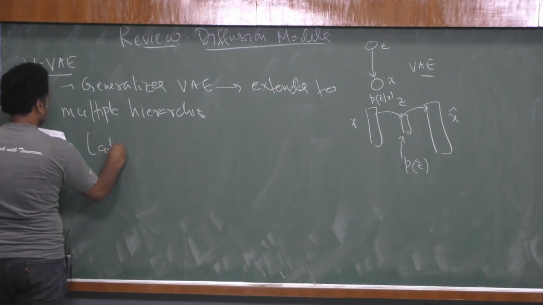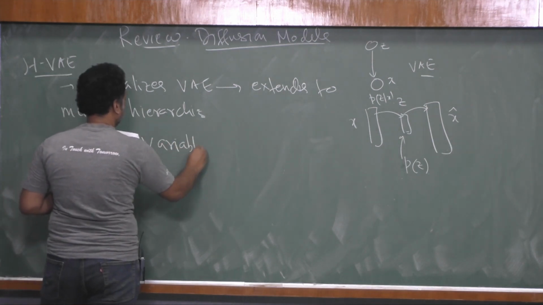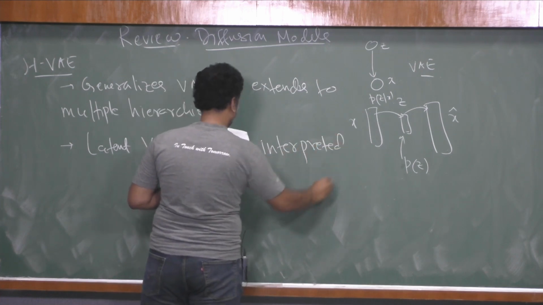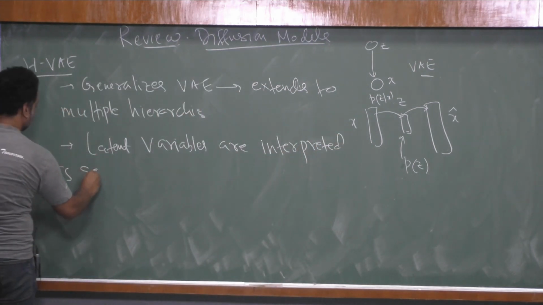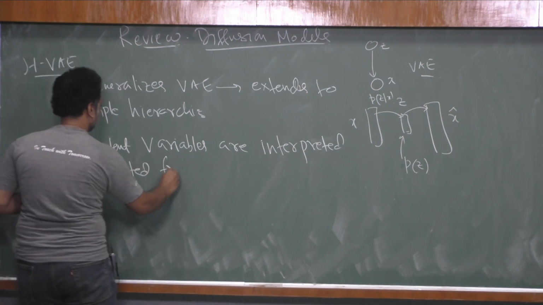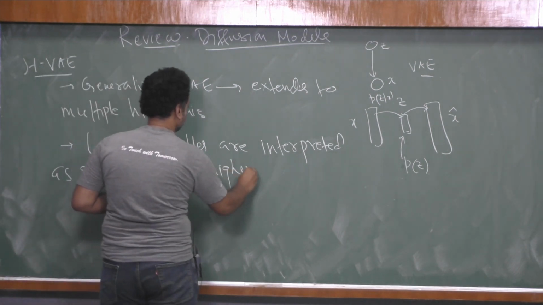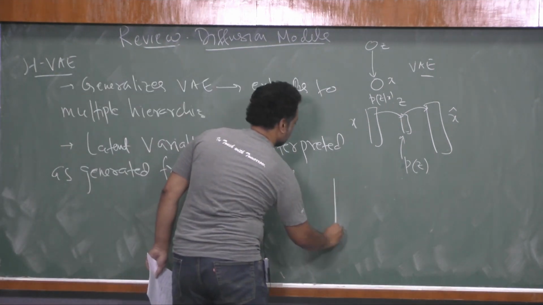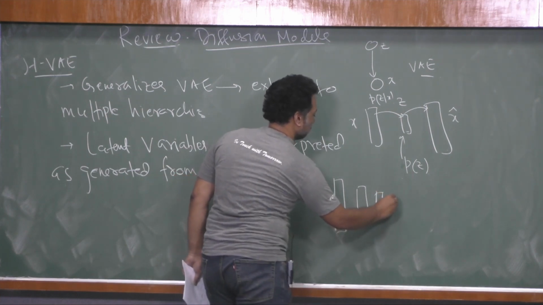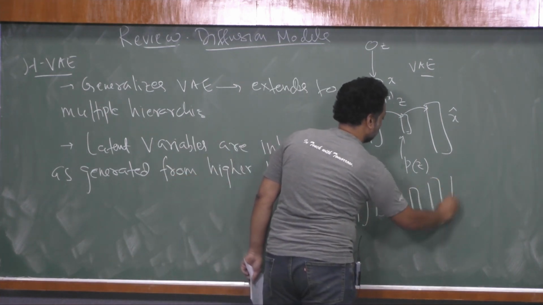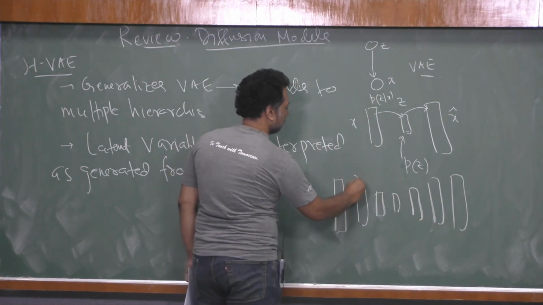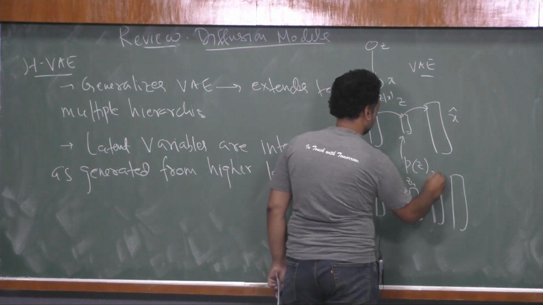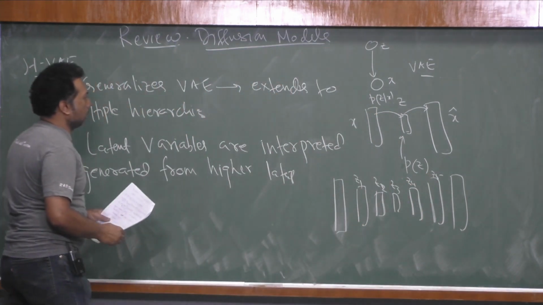So the latent variables are interpreted as generated from higher latents. The picture that we have in mind is to extend from VAE, where now in place of one latent, I have multiple latents, and so on. So this is the hierarchical VAE.